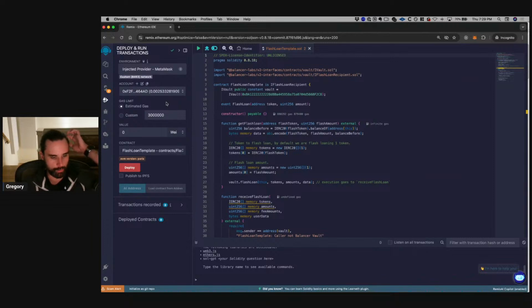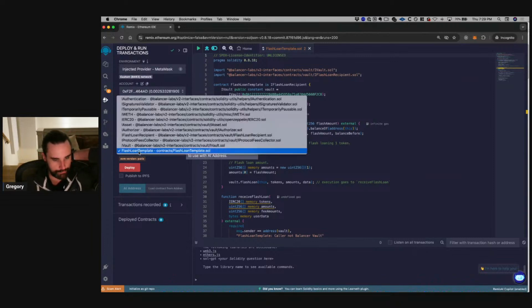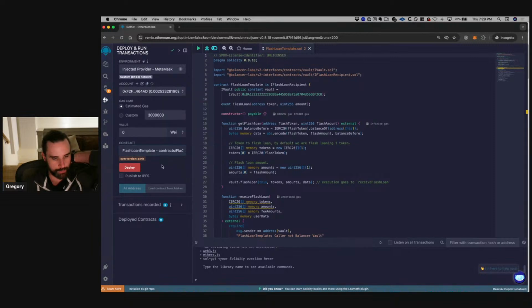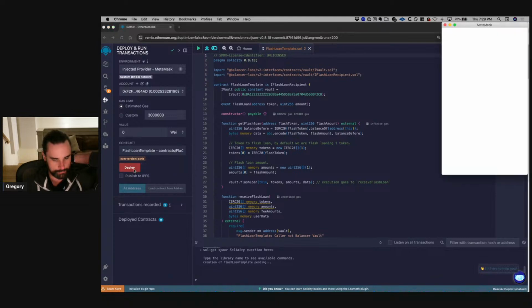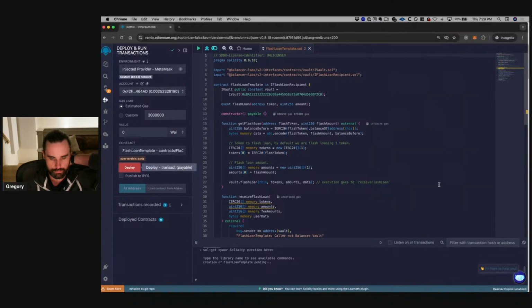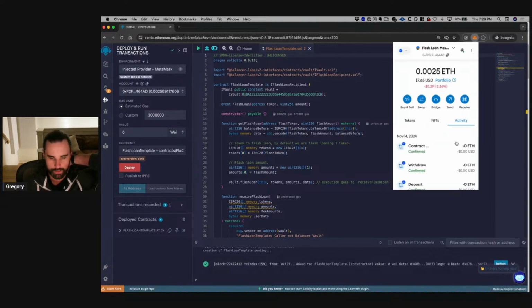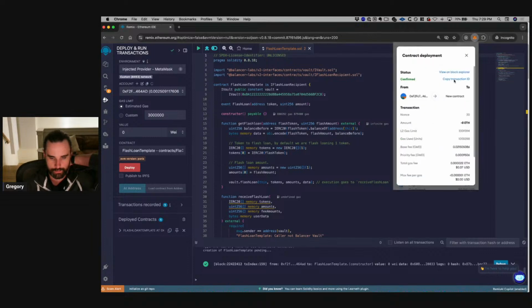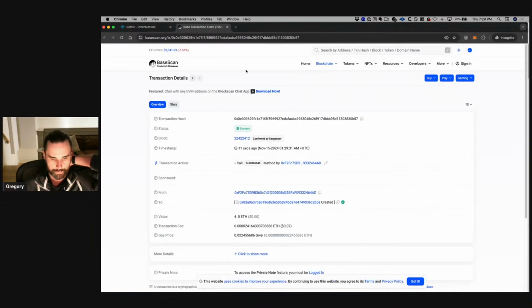So in order to deploy it, we're going to make sure the flash loan template is selected. That's the smart contract we want to deploy. And then we're going to click the deploy button. You'll see MetaMask pop up with the confirmation. It's going to cost 7 cents to deploy this contract. We'll click confirm. And then you should see the logs here. Boom, it was deployed. And if you go back to your MetaMask and you click on it, contract created, confirmed. You can view on Block Explorer. And then boom, there you go.